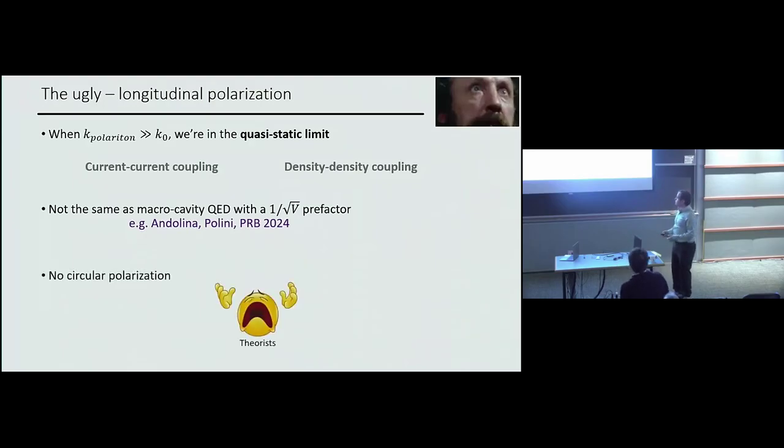And similarly, to the dismay of theorists out there, you suddenly don't have any circular polarization. So you cannot break time reversal symmetry explicitly and make things topological. It's a limitation that you have to be aware of when you're going to these very small cavities. Not everything is the same thing, just shrunk down or just increased by a factor of 1 over square root of v.